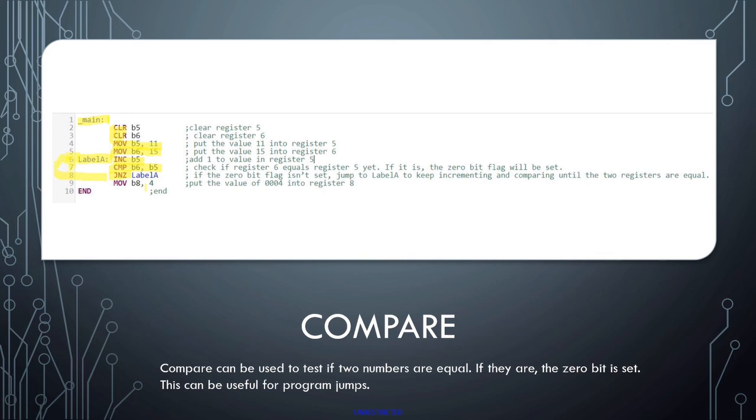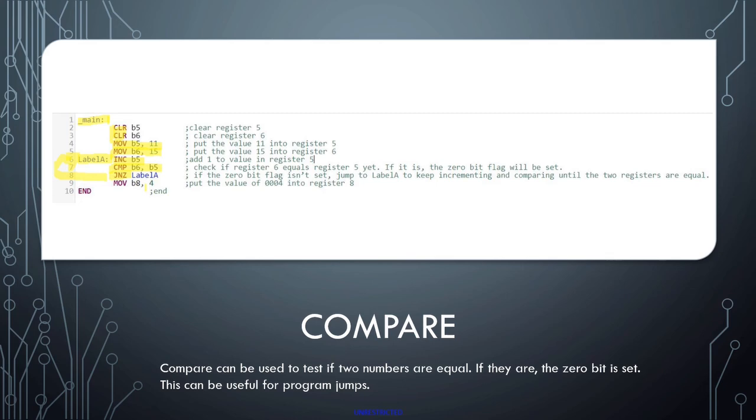And this just increments B5 again. So we're essentially saying B5 is 11. Okay, increment, now it's 12. Is it equal to B6 yet? No. Okay, increment it again. Now it's 13. Is it equal to B6 yet? No, and so on and so on.